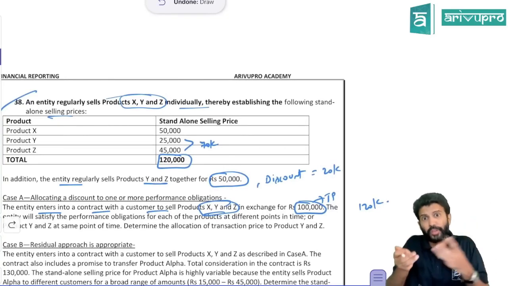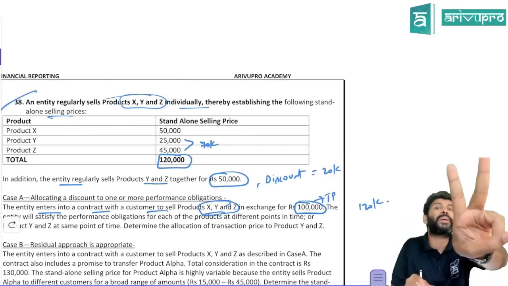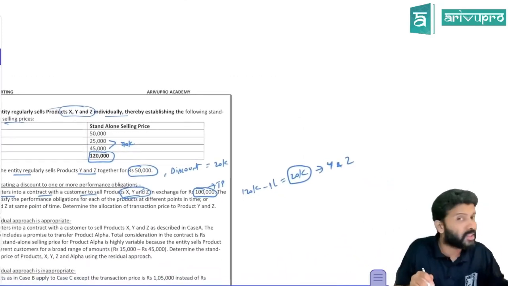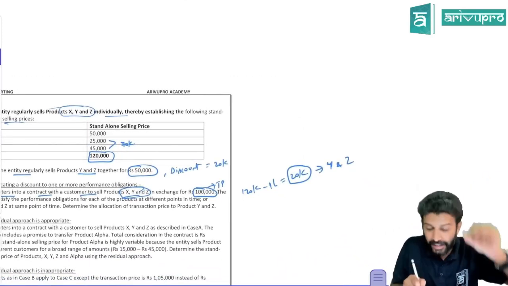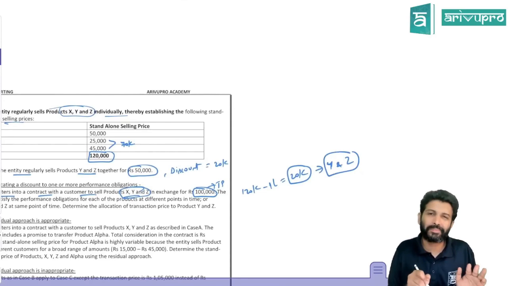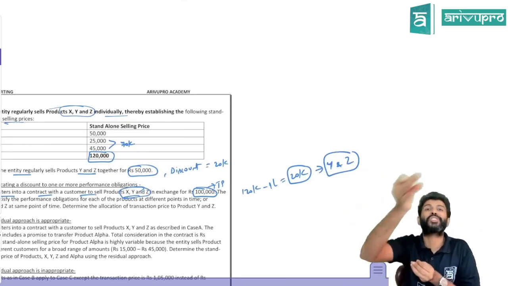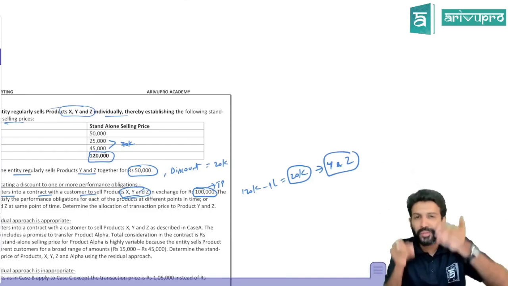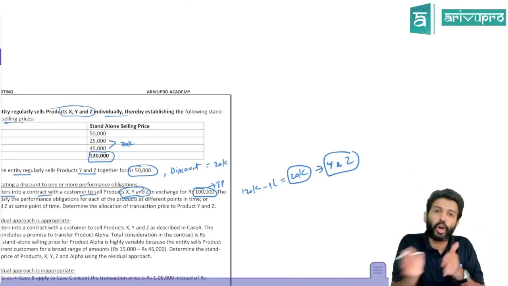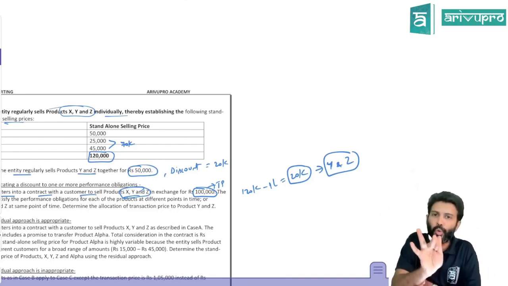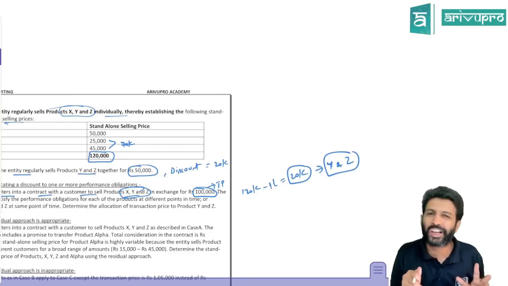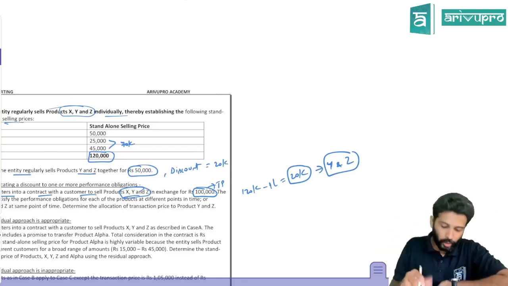In this contract, though you have sold 3 products, you have given a discount of only 20,000. That means this discount of 20,000 does not relate to X, Y and Z. It relates only to Y and Z. So if you allocate in standalone selling price, you will be allocating discount to X also, which is wrong, because on X you have not given discount. So the normal allocation rule you should not apply whenever you see a discount aspect. Is that okay? That's the point over here.